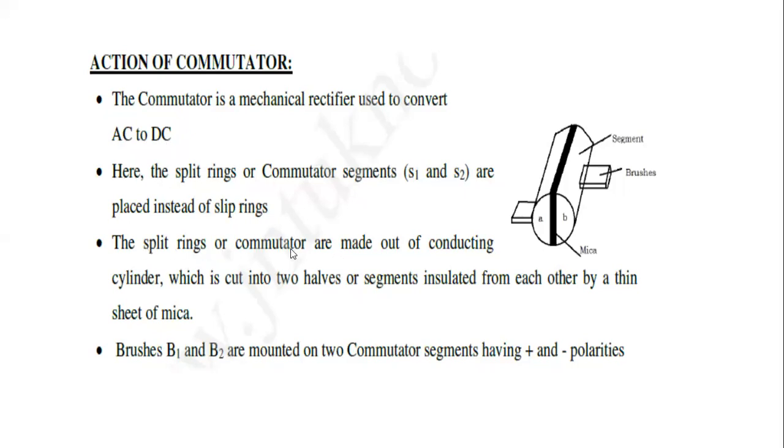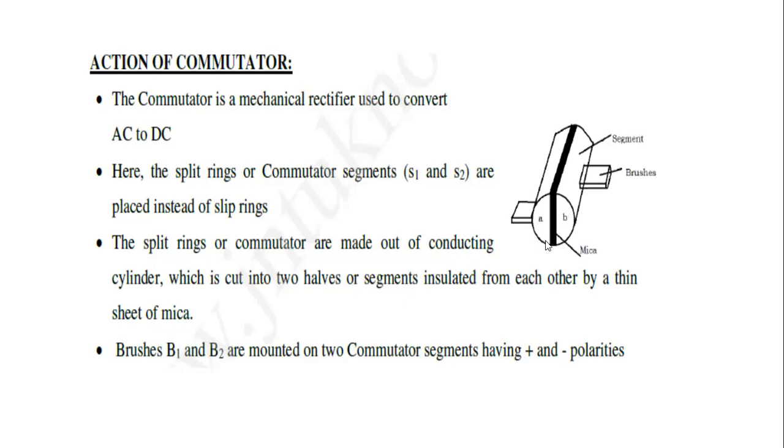The split rings of the commutator are made out of a conducting cylinder which is cut into two halves. These are the commutator segments, that is A and B, which is also called the split rings. These two parts are separated by mica segments.